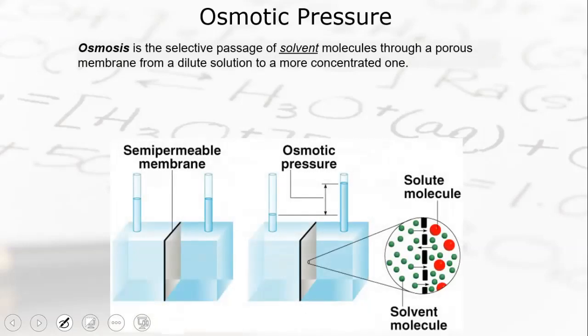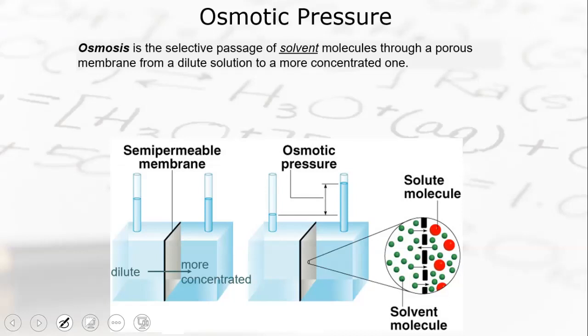So here's a sketch of what's going on. All right, so I have two chambers, and these two chambers have two solutions of different concentrations. Okay, the one on the left is more dilute, and the one on the right is more concentrated.